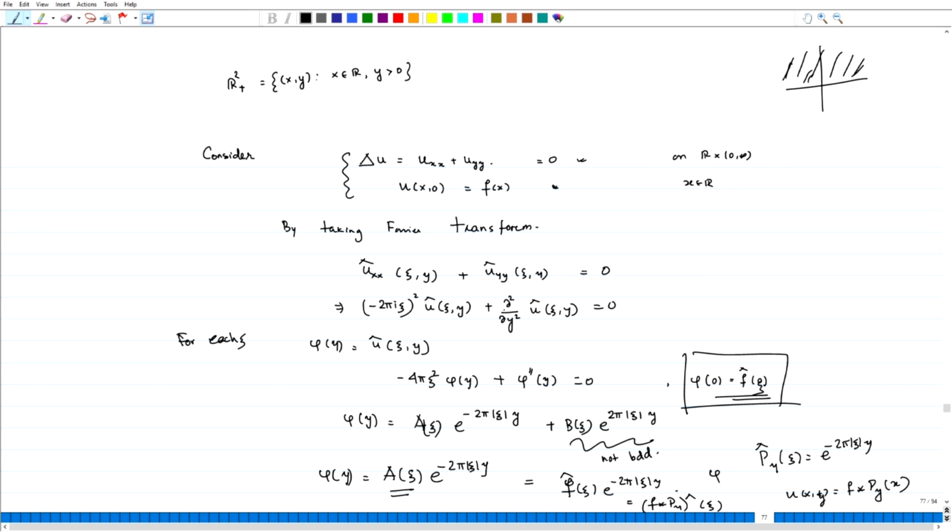Then what we have seen is that u(x, y) is given by f convolution P_y(x), where the Fourier transform of P_y at xi is equal to e to the power minus 2 pi |xi| y.